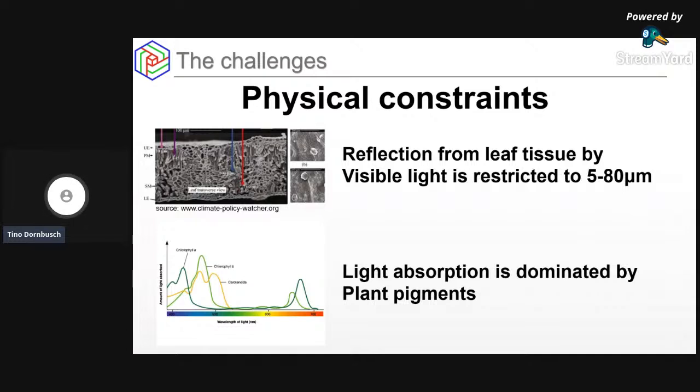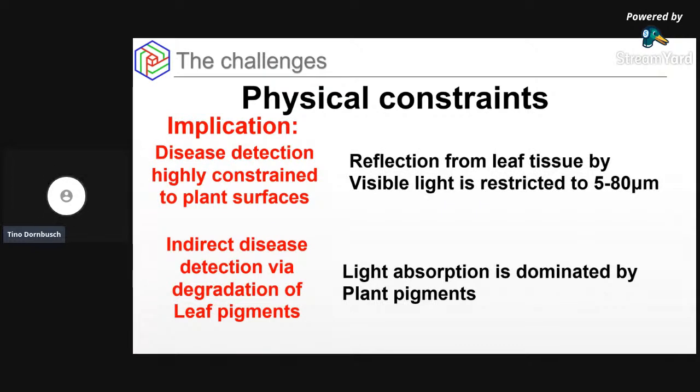So they are dominating all the spectral signatures. That's why, when you do confocal or two-photon microscopy, most of the time you are clearing all these pigments out of your sample. If not, you would not see the spectral signal of your fluorescence protein, for instance. It also means that when you want to monitor diseases, most of the time you monitor the changes of your different plant pigments. So it is visual symptoms that you monitor, and the indirect effect of the plant-pathogen interaction. The implications are that disease detection is highly constrained to plant surfaces, the outer side of the plant, and to indirect disease detection via the degradation of leaf pigments.